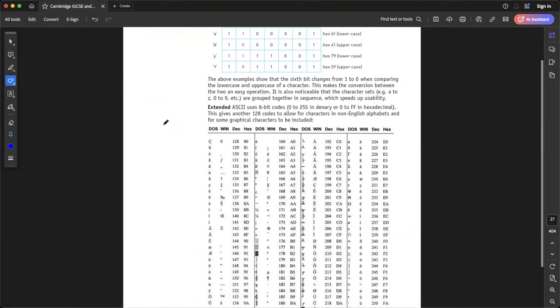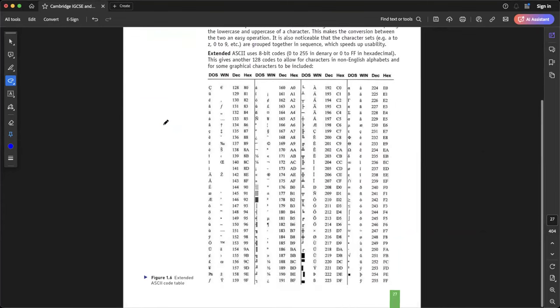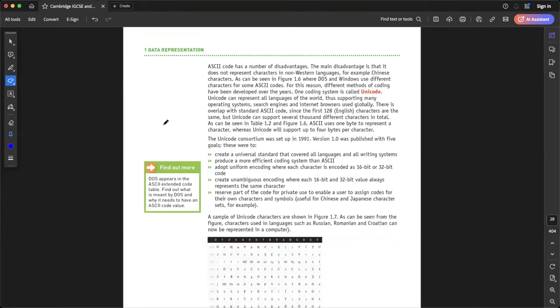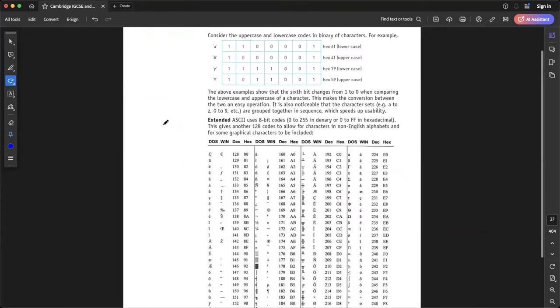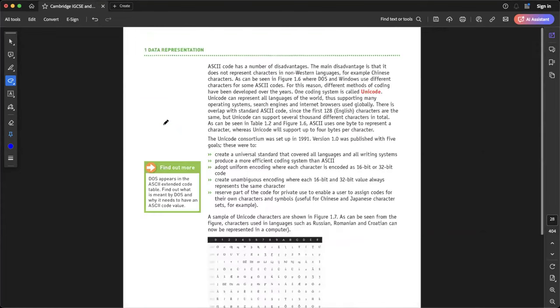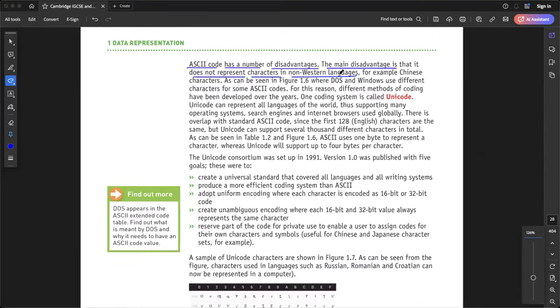And then we have another method, another code, and those codes are called Unicode. What is ASCII? Let's discuss again. ASCII has a number of disadvantages. The main disadvantage is that it does not represent characters in non-Western languages. It means that ASCII only supports the English language.